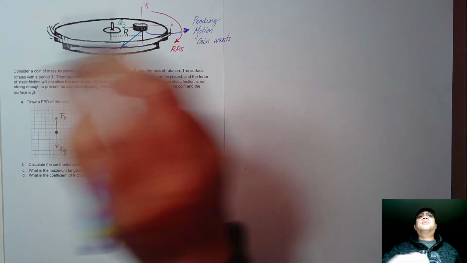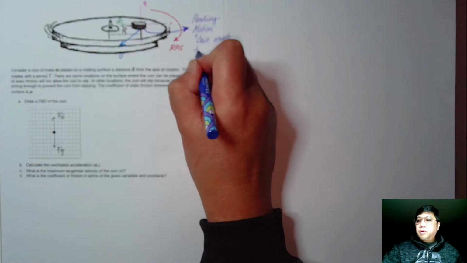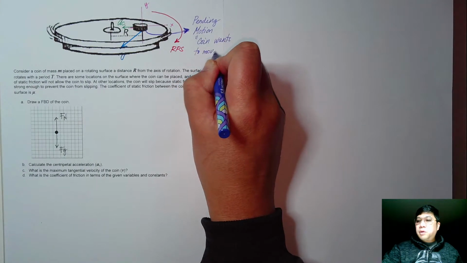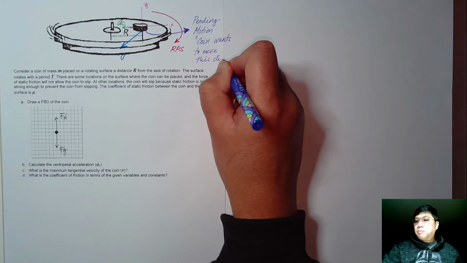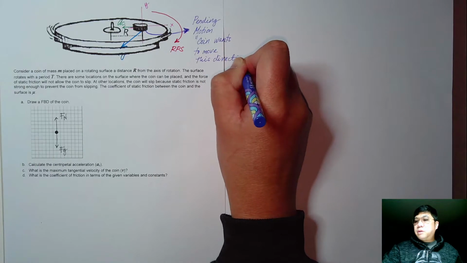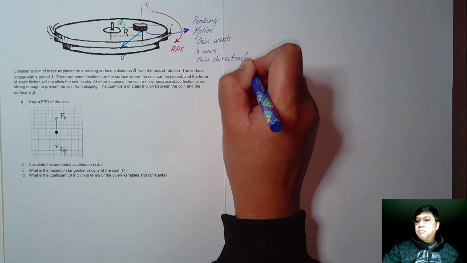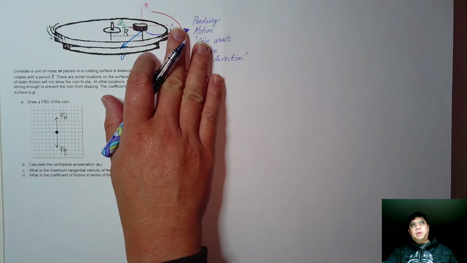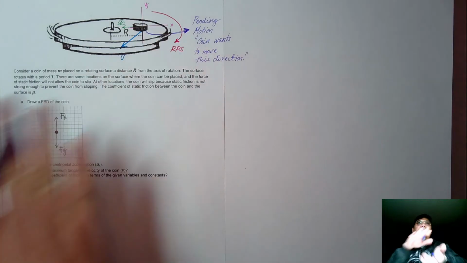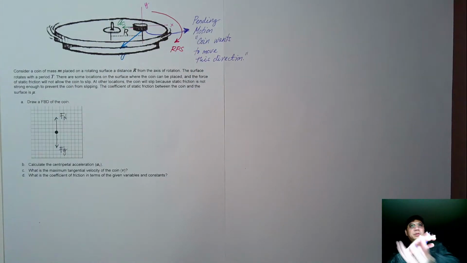Wants to move this direction. So it wants to move this direction. Now, what will happen is that something is preventing it from moving towards this direction. And what is that? It's because of the presence of friction between the surface of the coin and the turntable.